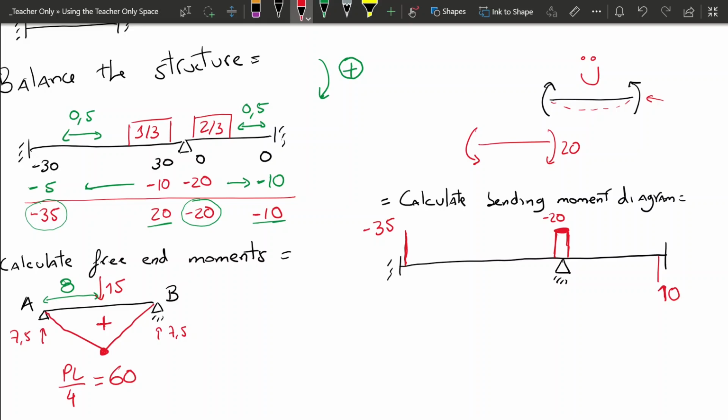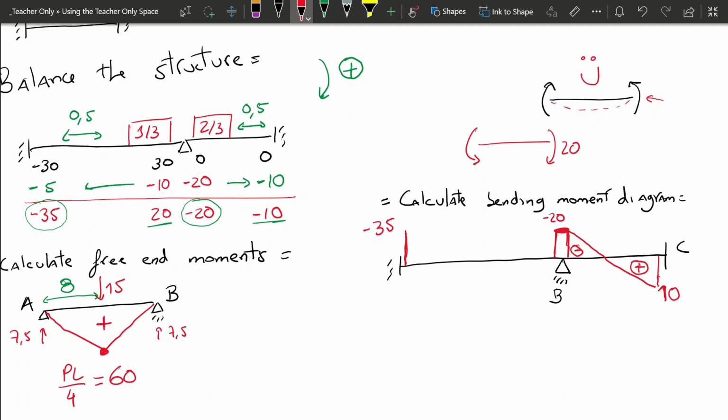And now, between B and C, so don't forget this is node B and node C, we don't have any loads. So we can straight away connect these 2 points. And here we get our negative moment, and here we have our positive moment.